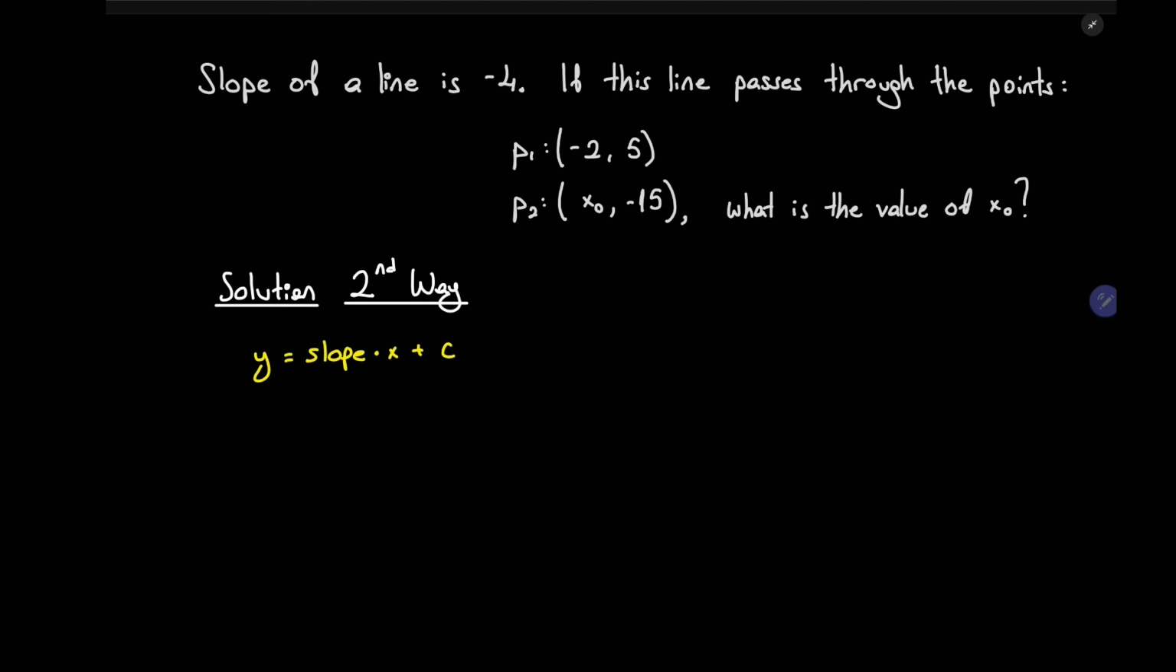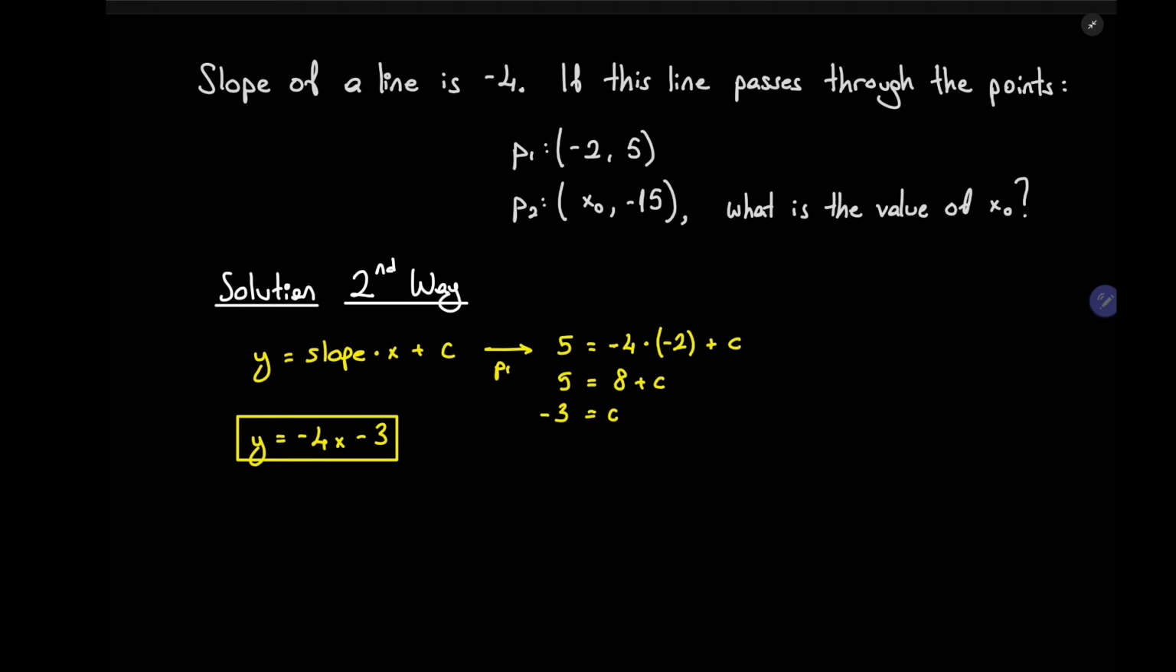So let's apply this equation to our first point, which means 5 equals to slope is minus 4 times x is minus 2 plus c. So 5 equals to 8 plus c, so c equals to minus 3. So I found the line equation of this line, which is y equals to minus 4x minus 3. This is the equation of our line.